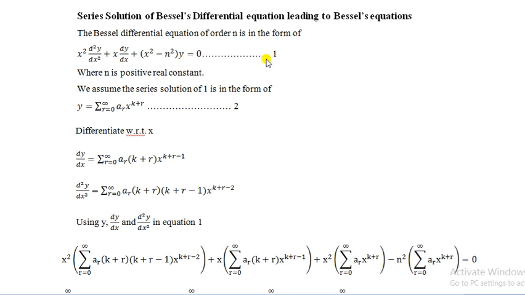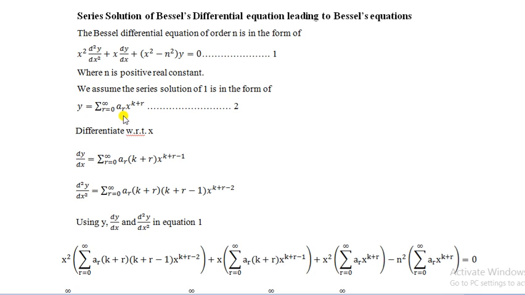So we have to assume the solution of equation 1 in the form of y equal to summation r equal to 0 to infinity ar x raised to k plus r, which is called the solution of equation number 2. Now differentiate equation number 2 with respect to x. So differentiation of y becomes dy by dx.